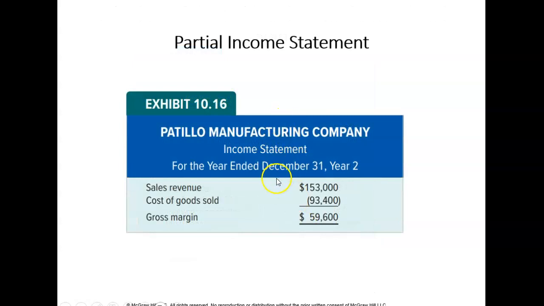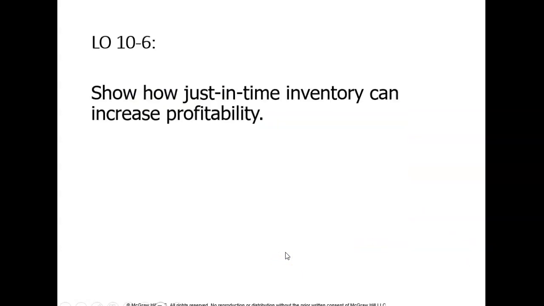Okay, so let's continue with the income statement. So remember, we had sales revenue of $153,000. Subtract from that the cost of goods sold that we just saw on our cost of goods sold and manufacturing schedule to get a gross margin of $59,600.